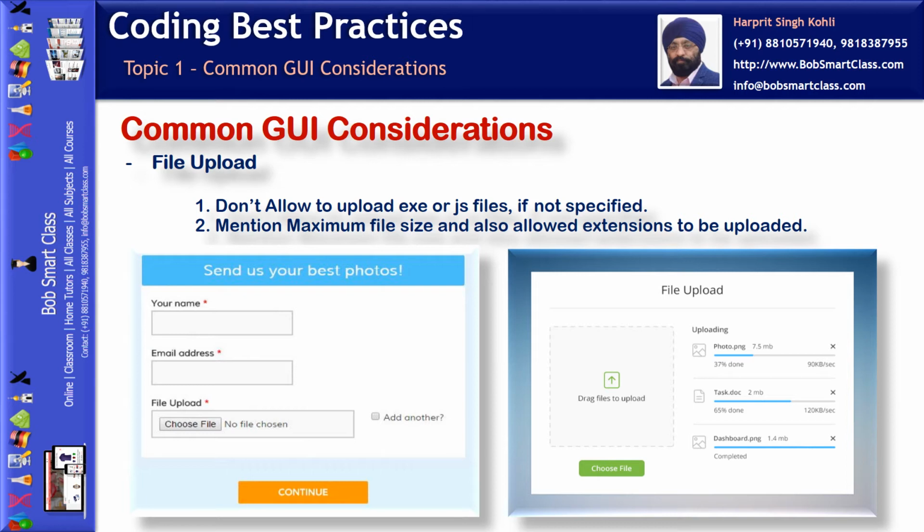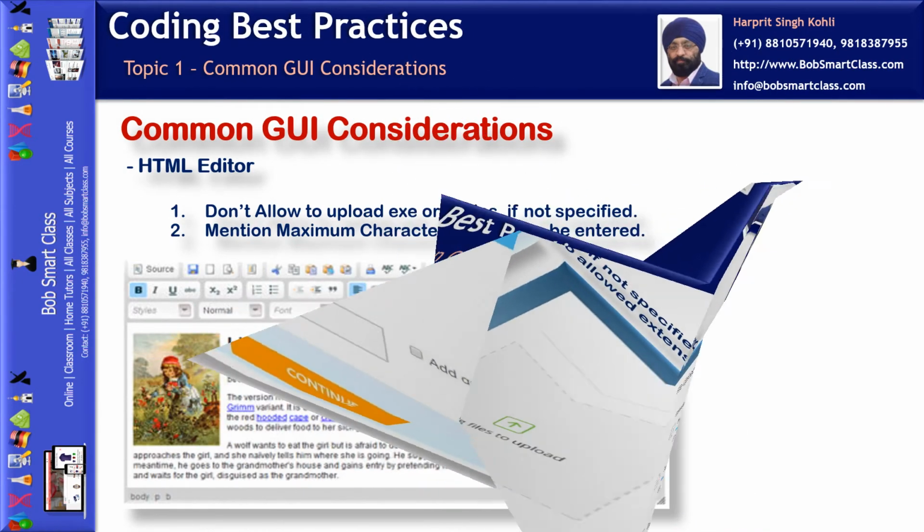Second, mention the maximum file size and also the allowed extensions to be uploaded. For example, if you want to upload an image file, then you have to define maybe 2 megabyte maximum size and the extensions as GIF, JPG, PNG, etc. But don't allow to upload doc files or PDF files.